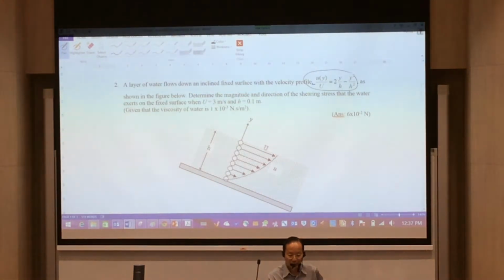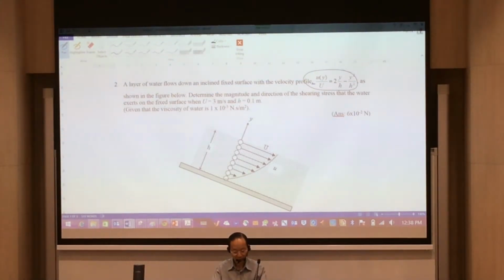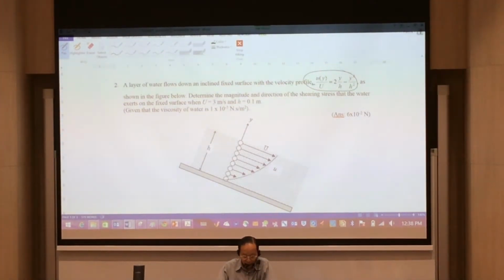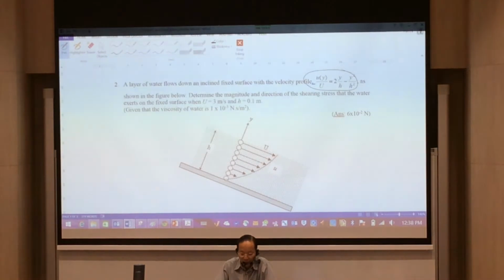So your du/dy will come from this expression here. You put U on the left hand side, the rest on the right hand side, and then you differentiate to get del U over del Y. Once you have that, you just put in the numbers given to you in the question. You should be able to find tau, the shear stress that the water exerts on the fixed surface when U was 3 meters per second.